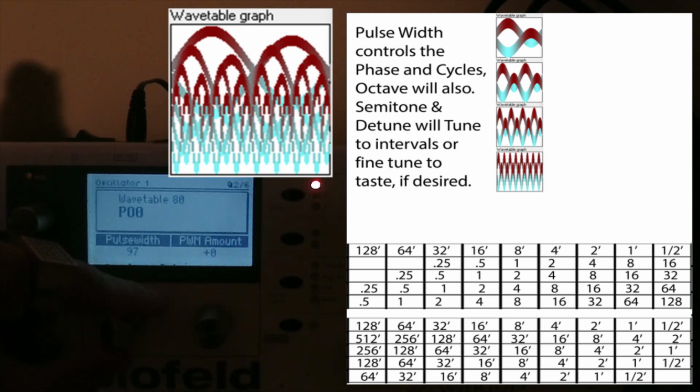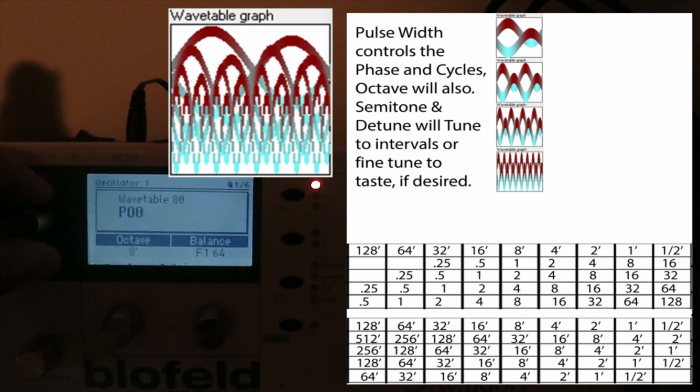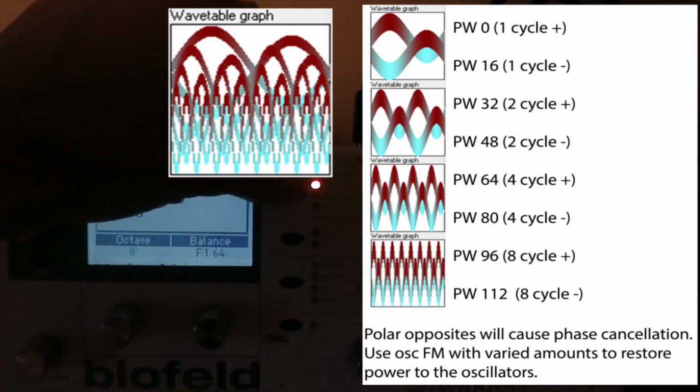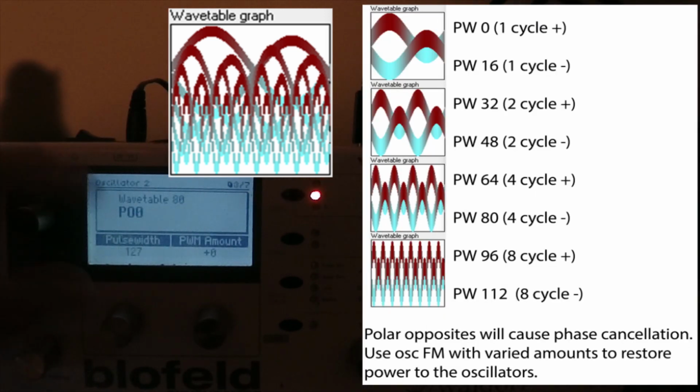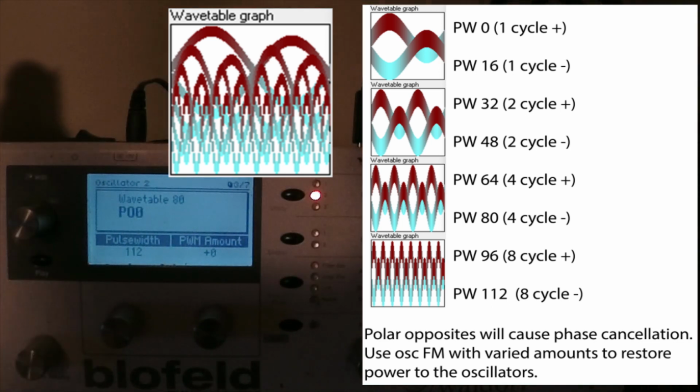Now you notice when I turn to 96. Okay, 96 is the up 8 cycle. Alright? 112 is the down. So anything between 112 and 127 is the down. That's how that works. But you would just go by the main numbers. Okay, so 96 and 112.